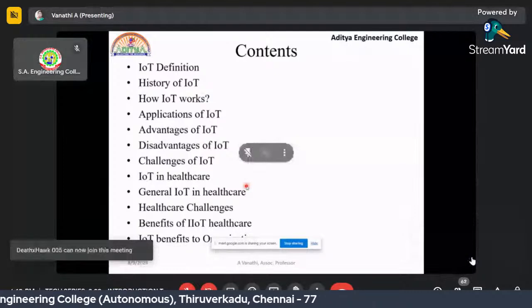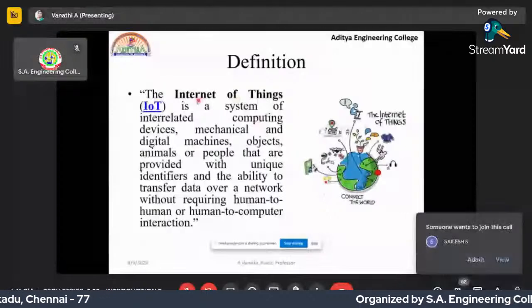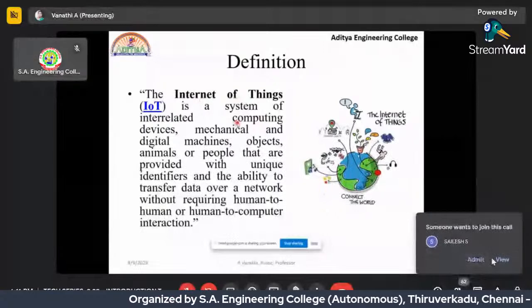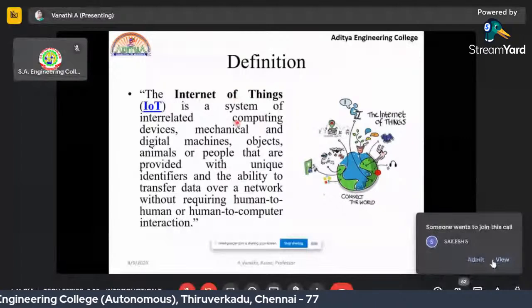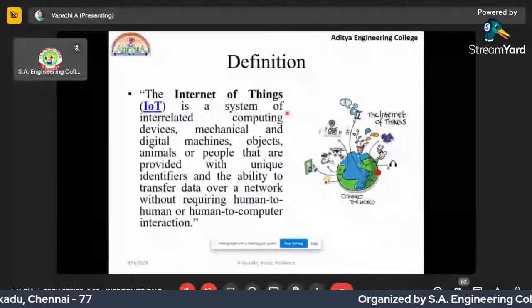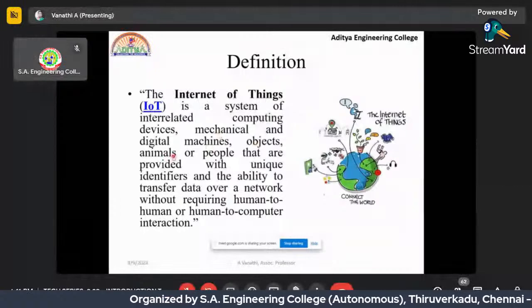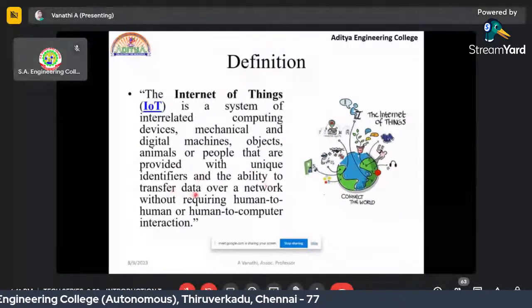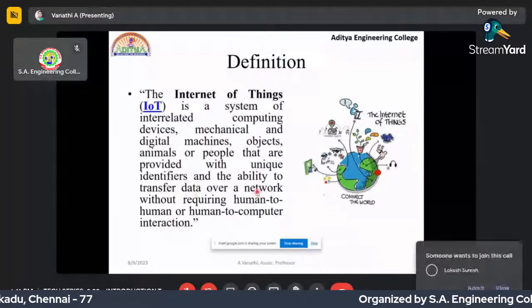First, coming to the definition, IoT, that is Internet of Things. Simply saying, it is a connection of devices. Connecting devices to the world using the internet is the Internet of Things. Here comes the official definition. It is a system of interrelated computing devices, mechanical and digital machines, objects, animals, or people that are provided with unique identifiers and the ability to transfer data over a network without requiring human-to-human or human-to-computer interaction.